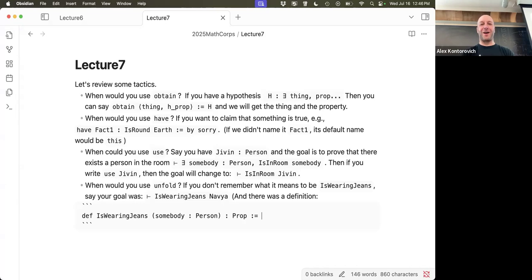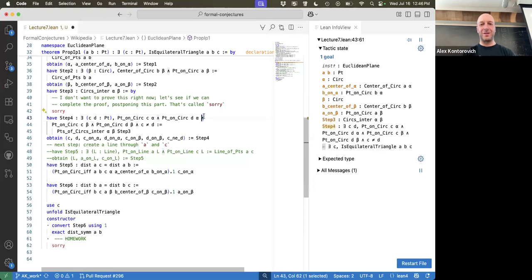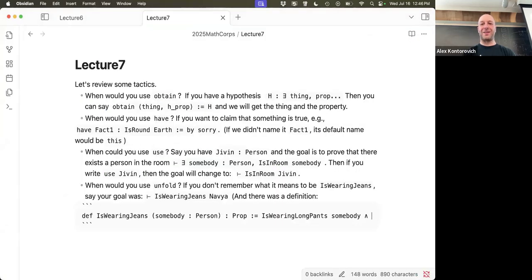If two things: is wearing long pants somebody, and, where's my and symbol? And pants are denim, somebody. Okay, so that's what it means to be is wearing jeans.